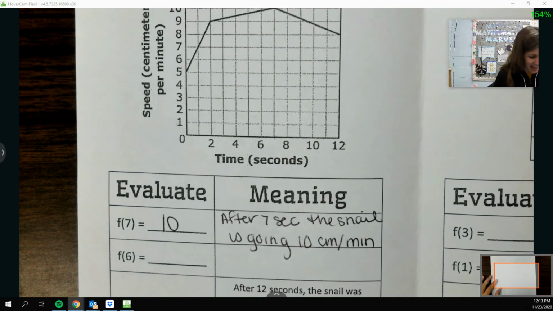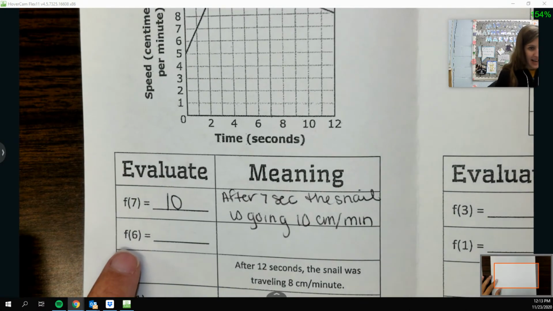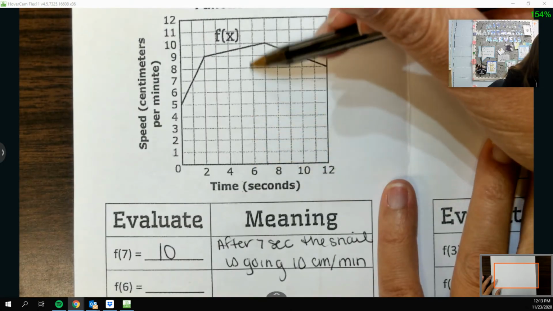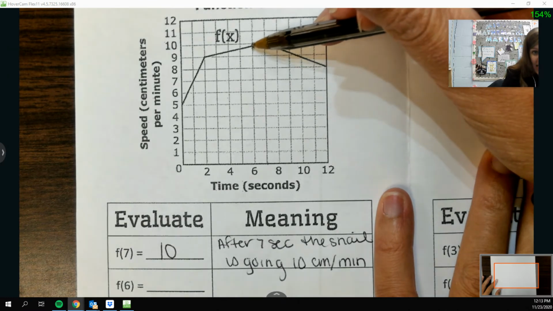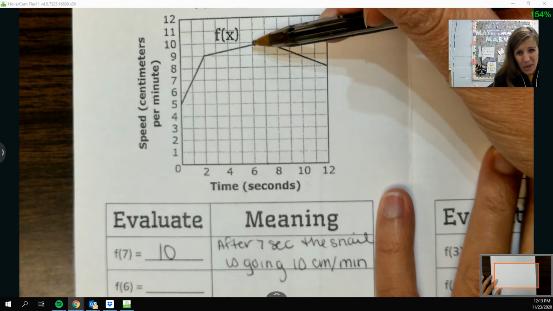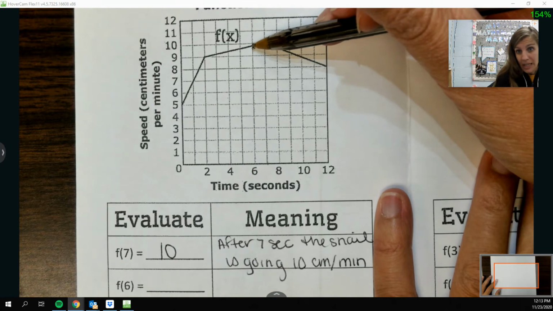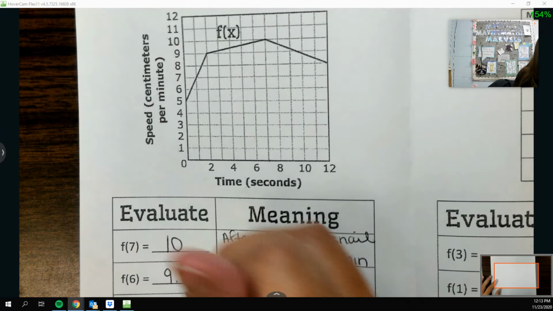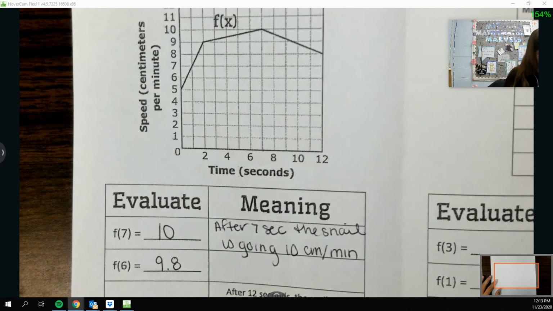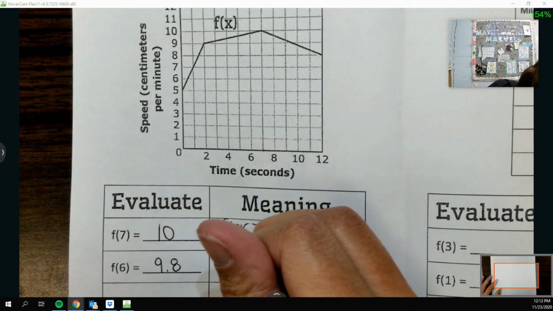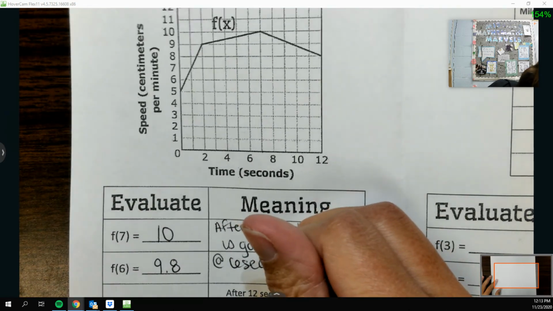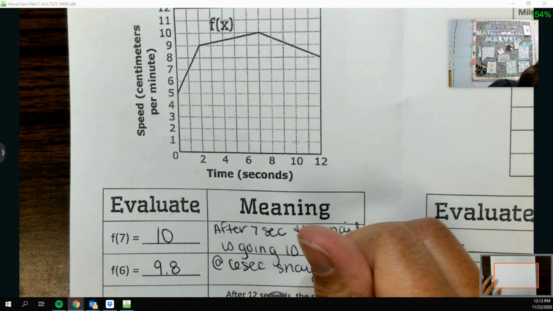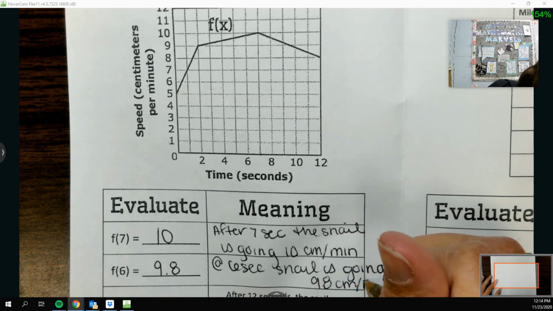So another one like that, right here, if I have f of 6, again, that's 6 seconds. So I'd go look for my graph, and it's not quite to 10, so I'm going to have to approximate a little bit, like maybe 9.9 or 9.8. I mean, there's no real right answer there. I'll go 9.8. And we would say the same thing. So at 6 seconds, the snail is going 9.8 centimeters per minute.